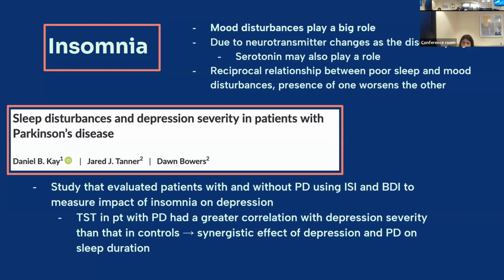And then this was just one of the many studies I saw looking at sleep disturbances and depression severity. In this one, they evaluated patients with and without Parkinson's using ISI and the Beck's Depression Index to measure the impact of insomnia and depression. Total sleep time in patients with Parkinson's had a greater correlation with depression severity than that in the controls, just showing that there is that synergistic effect of depression and Parkinson's on sleep duration.